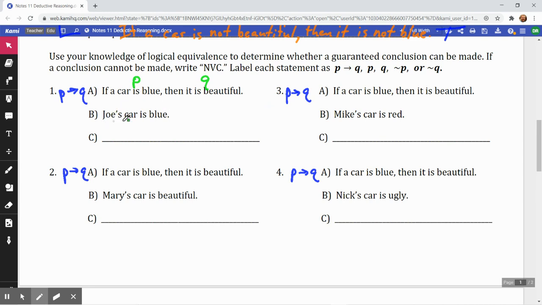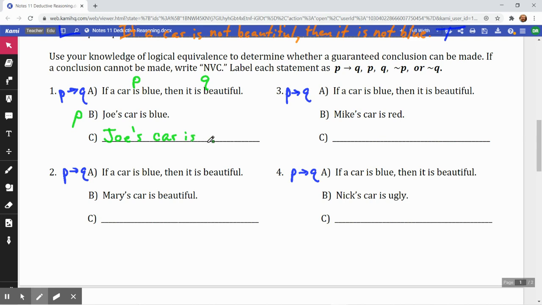So in part B here, the statement that we are given is that Joe's car is blue. So we are just given some information about Joe's car. We know Joe's car is blue. So based on what we know from what we were given in the conditional, do we know anything else about Joe's car? Well, the answer is going to be yes, because we know all blue cars are beautiful. And so we're going to end up saying here that Joe's car is beautiful. We're not talking about anybody else's car. We're going to be specific here.